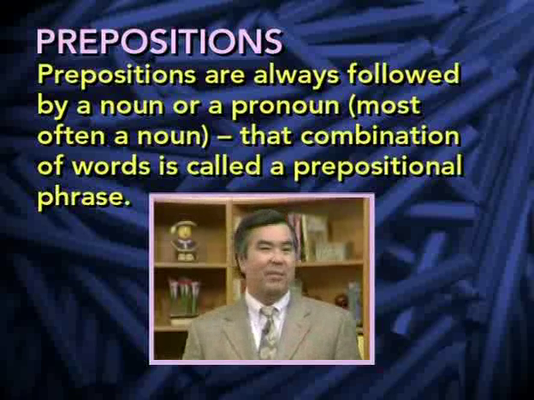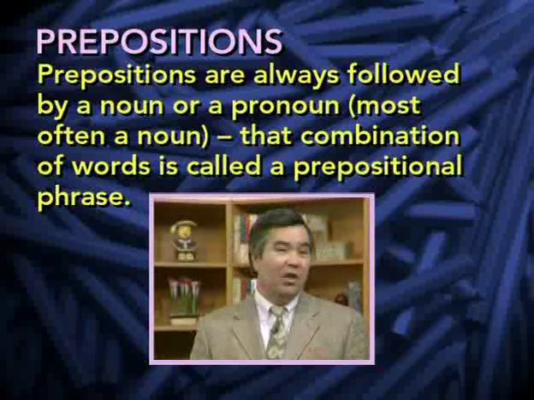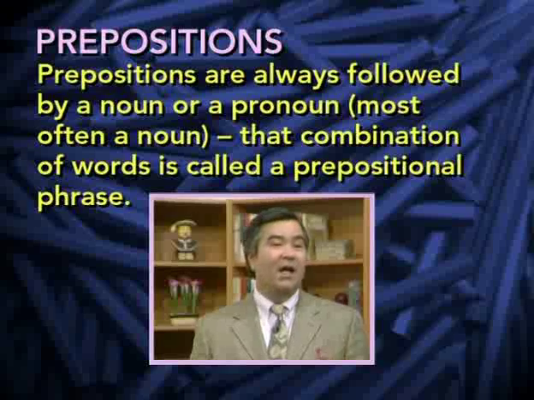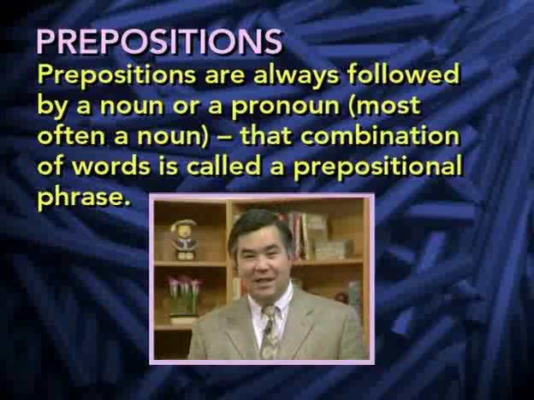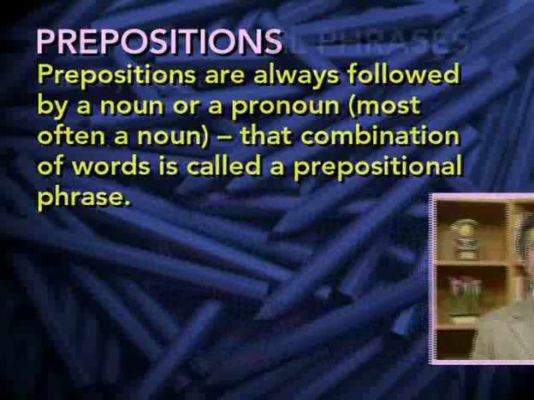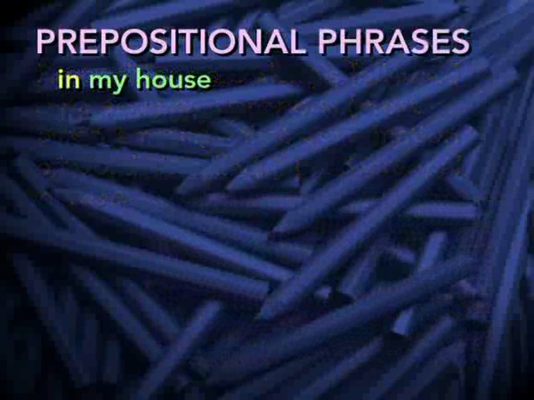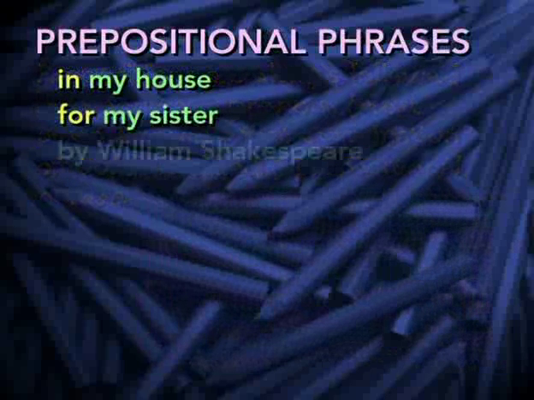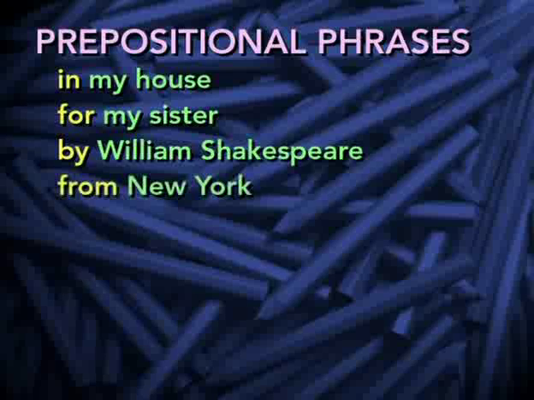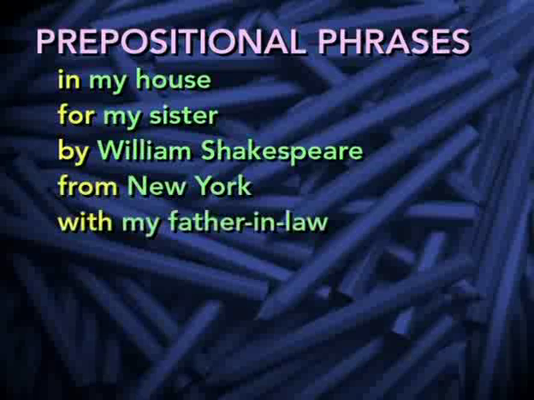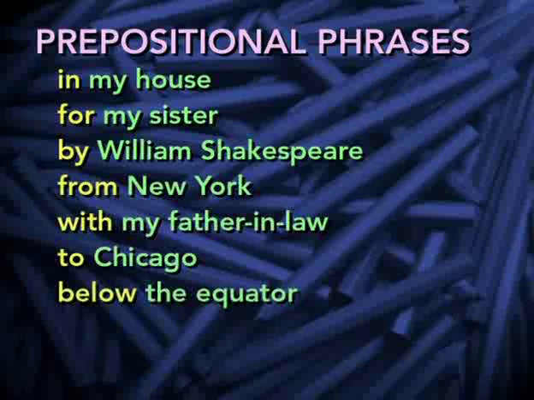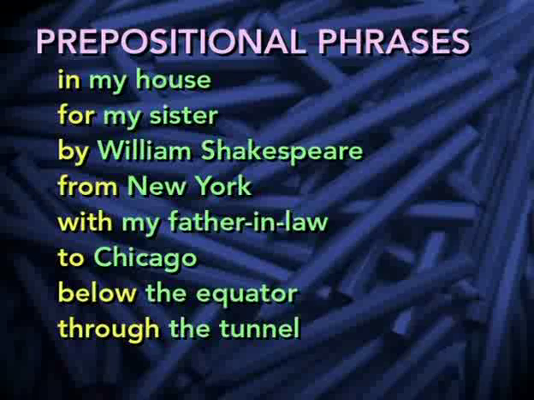So looking at the prepositions I just listed for you, you can imagine for yourself a number of prepositional phrases that these prepositions could be part of. In my house, for my sister, by William Shakespeare, from New York, with my father-in-law, to Chicago, below the equator, through the tunnel, and so on.